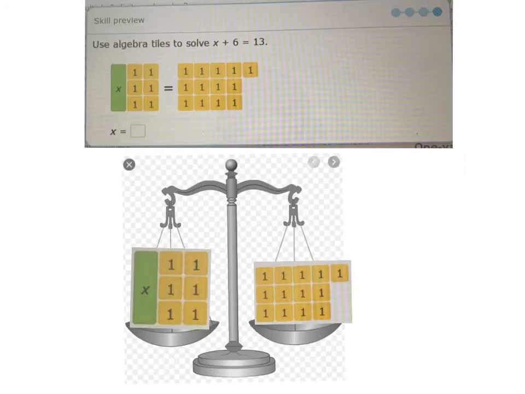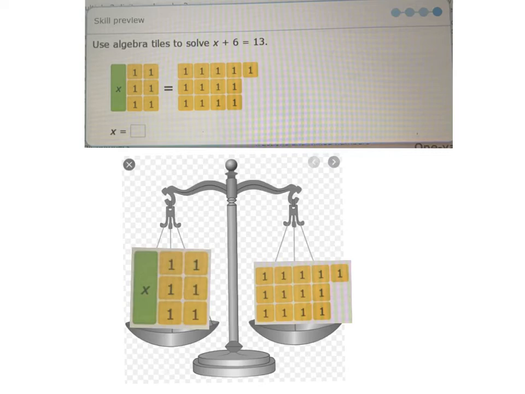This last example says, use the algebra tiles to solve x plus 6 equals 13. So they want to know what x is worth. What is its value? What is it standing in for? What number? So I've taken these images and stuck them on our balance, because in order to figure it out, we need to make sure we remember that they're even, they're equal. Some of you might have already worked ahead and figured out what it must be, but I want to make it really visual here.